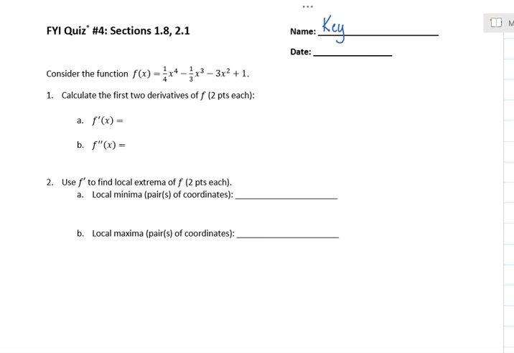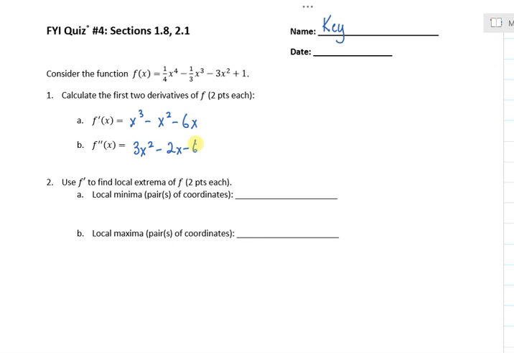Hi, this is the key for FYI Quiz number 4, which is mainly about using the first derivative test. So our first problem has us getting the first two derivatives. Most people did this just fine. This is x cubed minus x squared minus 6x. For the second derivative, we just take the derivative again, so we get 3x squared minus 2x minus 6.